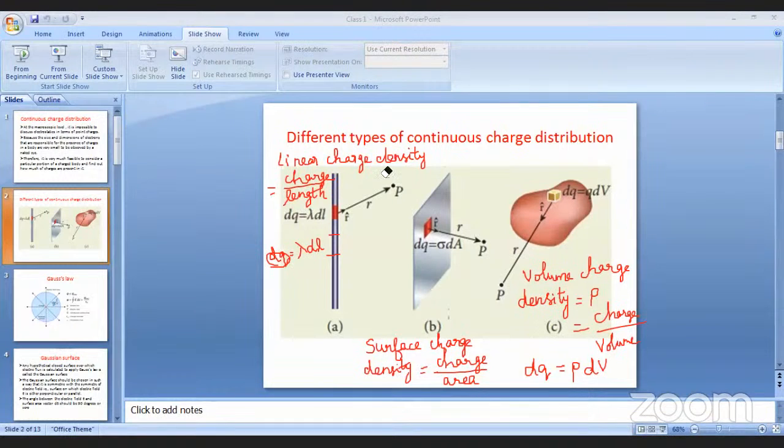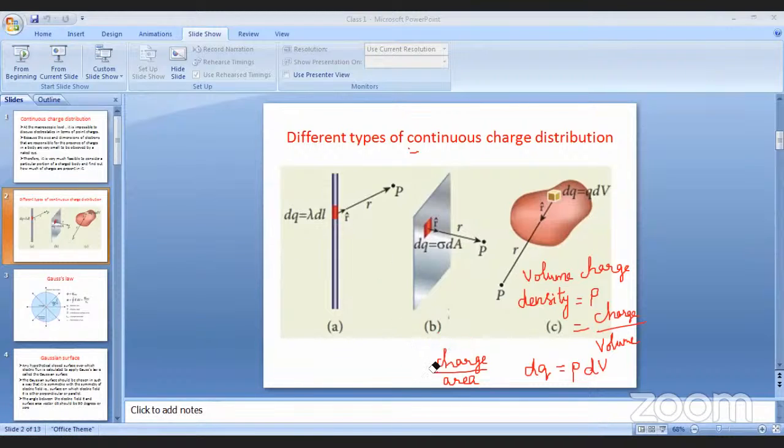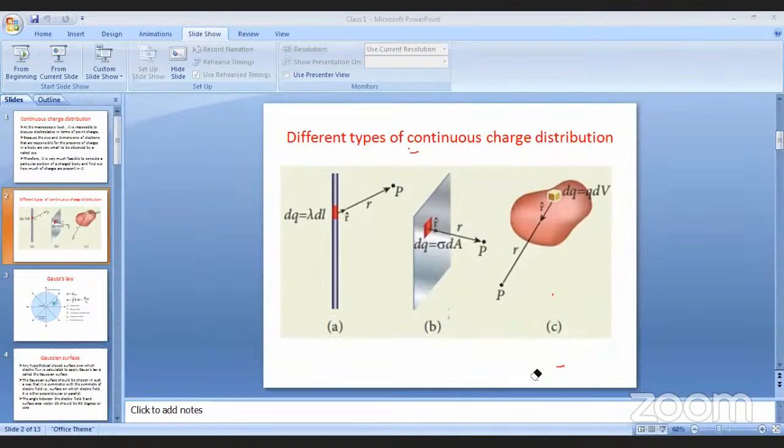I hope it is clear to all of you, the linear charge density, the surface charge density and all. All the different types of charge distribution I have explained to you. I hope you all understood it clearly. Even if you have any doubts, you can ask. You can unmute yourself and talk during the session. So this is what continuous charge distribution is all about.